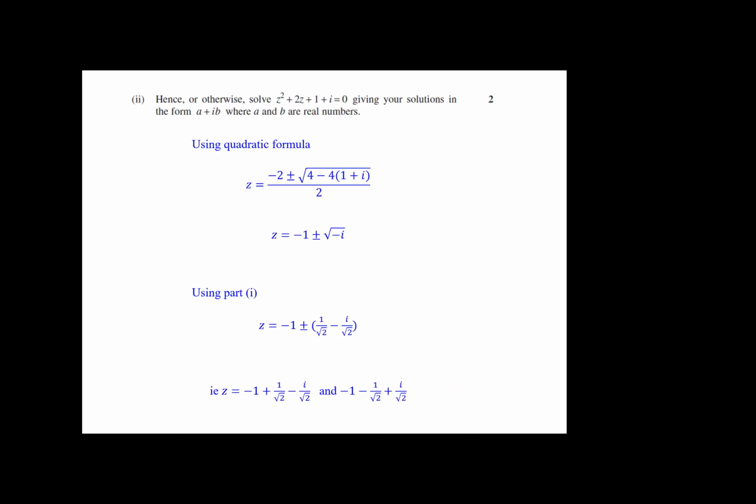Okay, moving on, but related to part 1, part 2: hence or otherwise solve that particular quadratic equation, giving your solutions in a certain form. Now, most students picked up very quickly that they had to use part 1 in some form in part 2. And our solution here uses the quadratic formula to give the 2 values of z, and using part 1, substituting in, gave them the final 2 answers to the question.